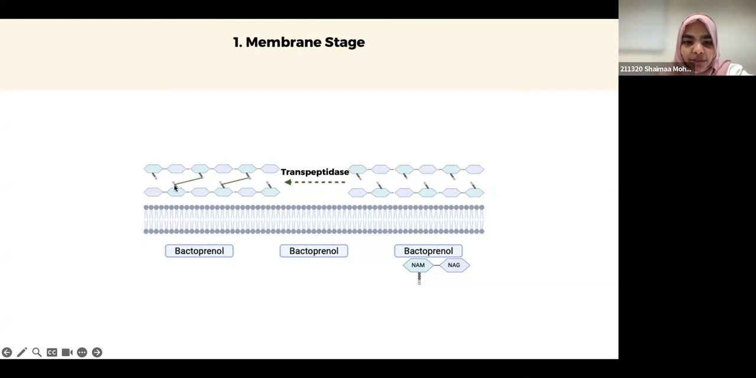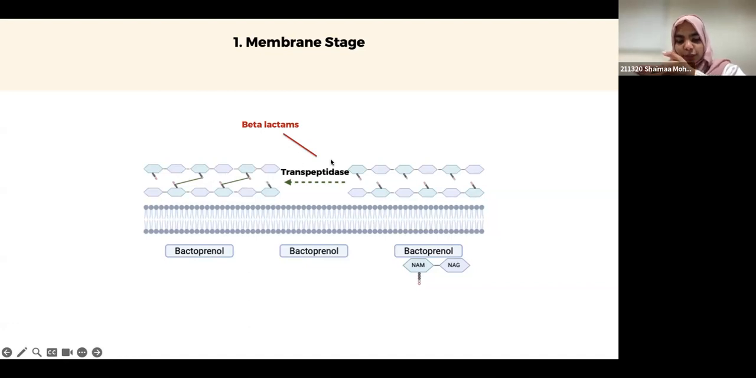And this usually happens from the third amino acid of one of the pentapeptides, and it attaches to the D-alanine, which is the fourth amino acid in the other one. So that's how it happens. That's basically the transpeptidase stage. And this is inhibited by beta-lactams. So beta-lactams, one of them is penicillin, right?